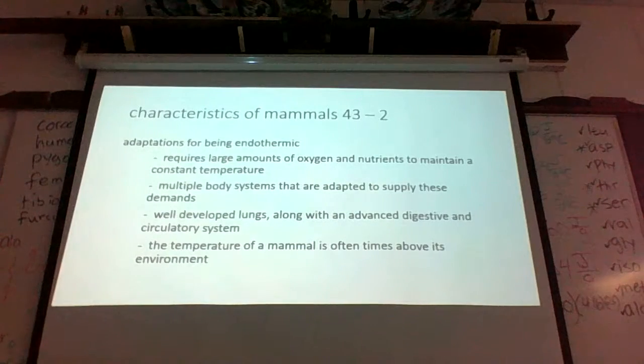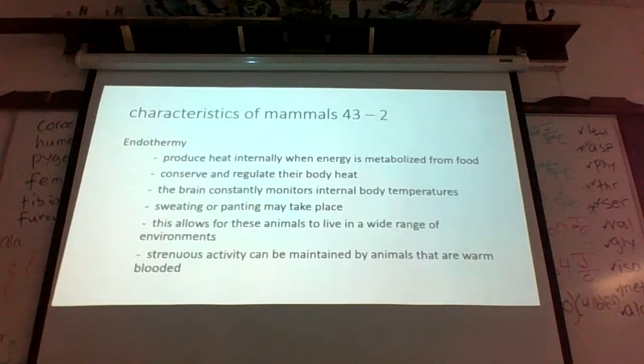And again, we can adapt to those different environments just because of this characteristic. We can sweat, okay, to cool our bodies, or we can actually have blood stay closer towards the core of our body, so we're not radiating as much to the outside.